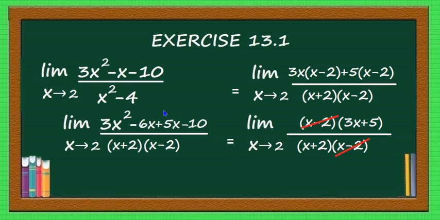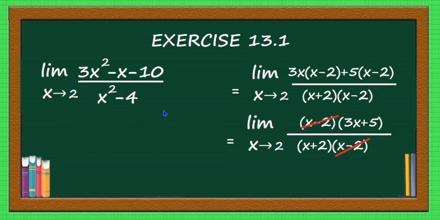And at this level you put x equal to 2, what you will get, you just see here, 3 into 2 plus 5, divided by 2 plus 2. 3 into 2 is 6, 6 plus 5 is equal to 11, divided by 4, which is the limit of x tending to 2, (3x² minus x minus 10) divided by (x² minus 4).